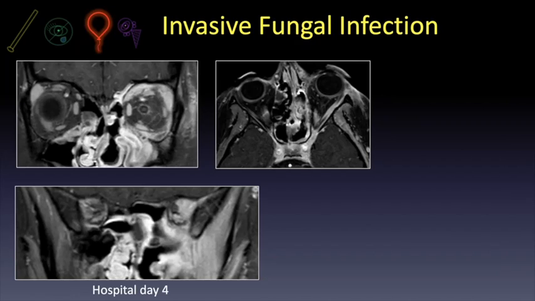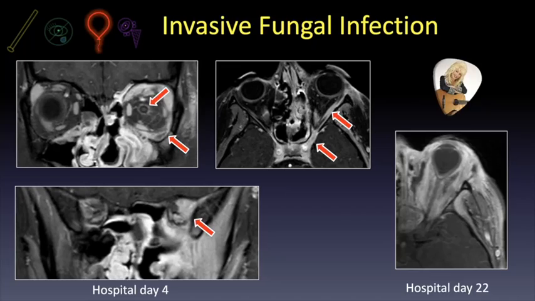MRI is needed to evaluate the full extent of orbital infection, identify any areas of ischemic non-enhancing tissue that require surgical debridement, and characterize any intracranial involvement. In this example, the patient developed extensive intraconal and extraconal inflammation, as well as abnormal enhancing tissue extending to the cavernous sinus via the orbital apex. Ultimately, the orbit was filled with abnormal enhancing tissue with signs of orbital compartment syndrome. Fortunately, the patient survived but lost vision in the affected eye, even in spite of aggressive therapy.